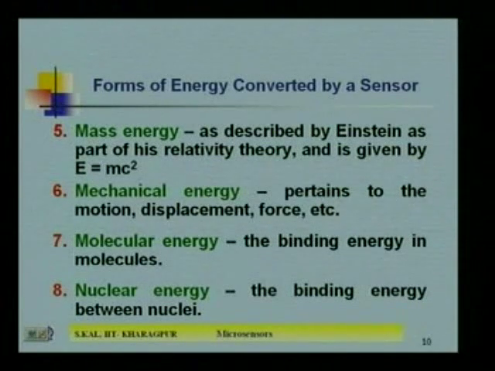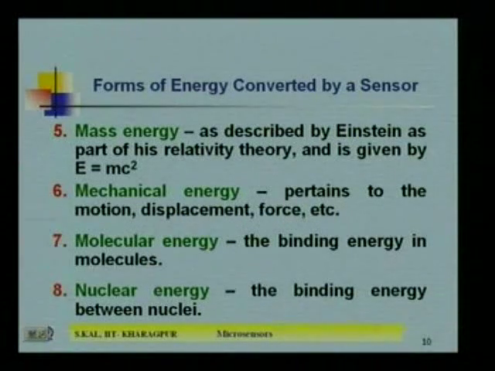So, mass energy is described by Einstein, and you know if mass is m, so energy equivalent of m is mc square, where c is the velocity of light. This is a famous Einstein equation, E equal to mc square. And mechanical energy pertains basically to the motion, displacement and force. So, those are mechanical energy.